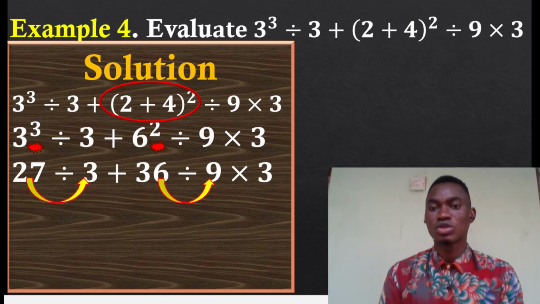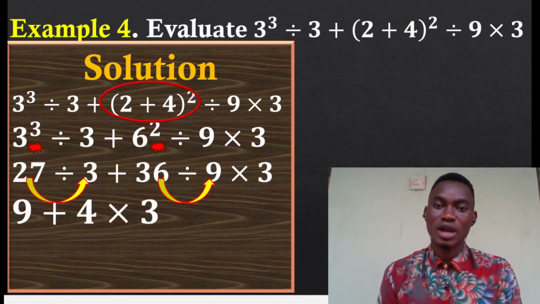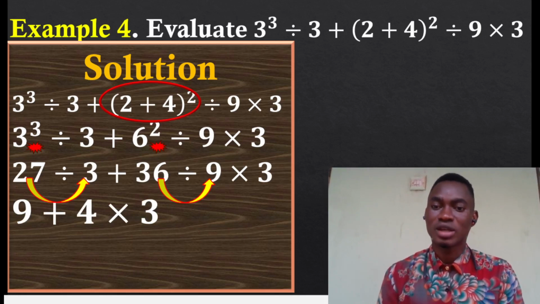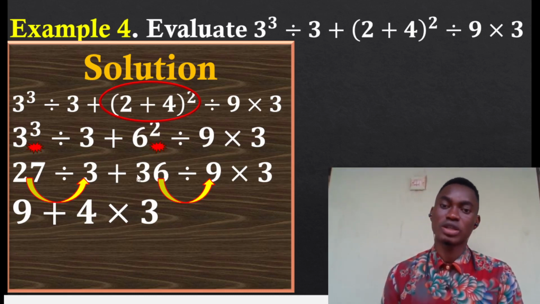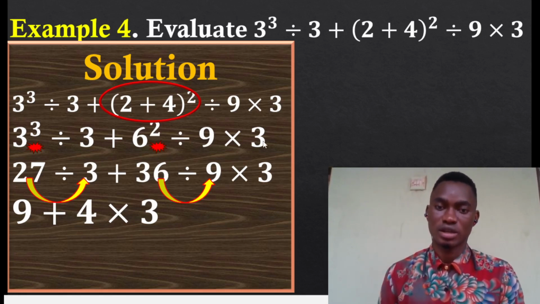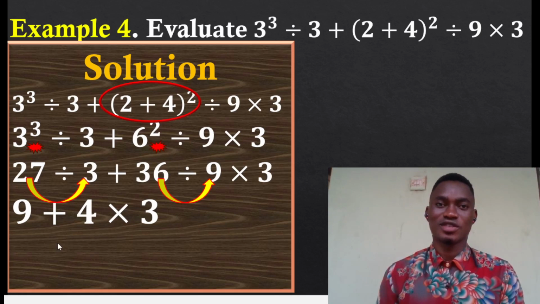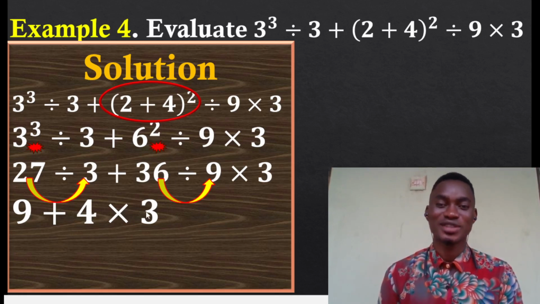Division operation. So 27 divided by 3 gives us what? 9. And 36 divided by 9 gives us what? 4. So we bring down times what? 3. So that is just it. Then we are bringing down this plus 4, because that is the result we get when 36 is divided by 9. So we have 9 plus 4 times 3.